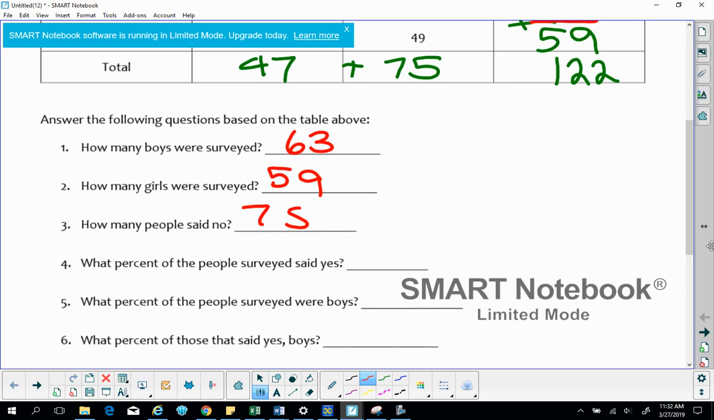Michael, what percent of people said yes? 120. Not 120. What percent? 47 people said yes. 47 is my part. 47 people said yes, out of how many people total? 122. How do I figure that number out as a percent? You divide the numerator by the denominator. So in your calculator, you can put that in and then press second and the parentheses, and it changes it to a percent.